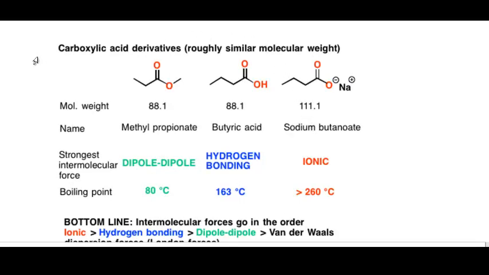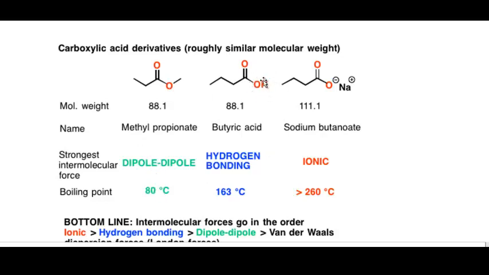Right, here's another functional group, the carboxylic acids. And so here you have two oxygens, polar molecule. This would be partial negative here. This will be partial negative here. And you have a dipole-dipole moment. The boiling point is 80 degrees.